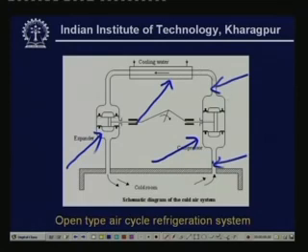Because of the compression process, its temperature also increases, so it can reject heat in this heat exchanger to the cooling water that is flowing through the heat exchanger. In the heat exchanger, the high pressure air rejects heat and its temperature drops. So at this point you have high pressure and warm air, not hot air but warm air.